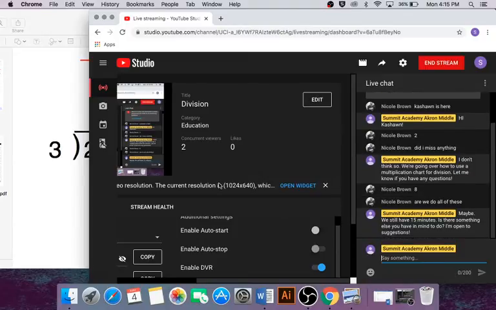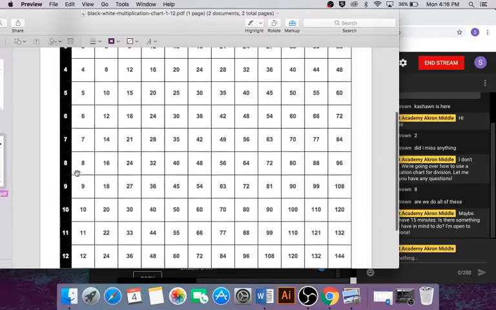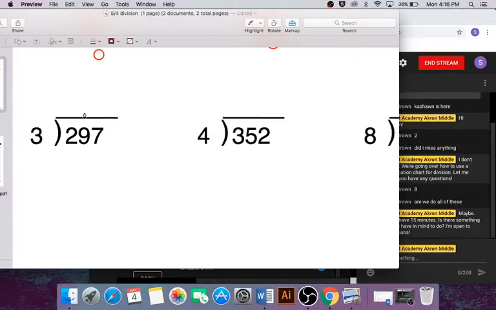Okay, so we have to figure out how many times 3 can go into 29 without going over. So we go to our 3 times table, and we go up. 30 is too much, so we have to go back to 27. 3 times 9 is 27. So we're going to put our 9 up here. 3 times 9 is 27, so we're going to put 27 down here.